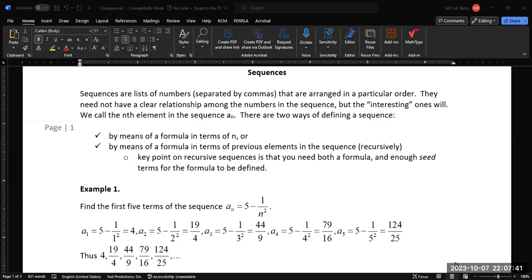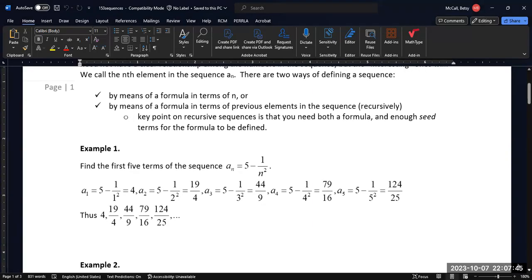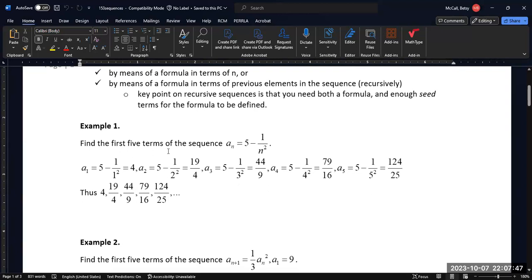So let's start with our first example, which is an example of an explicit sequence. An explicit sequence has a formula that is in terms of n, so that you can jump to any term in the sequence without going through all of the previous terms in the sequence. So you have a_n, and your formula depends only on maybe some constants and values of n.